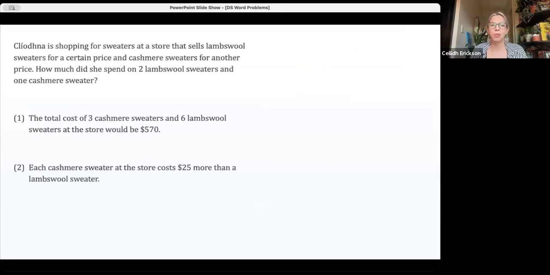Okay, there was a trap in this one as well. If anyone found it, go ahead and tell us in the chat, what was the trap in this one? Why is the answer not C?